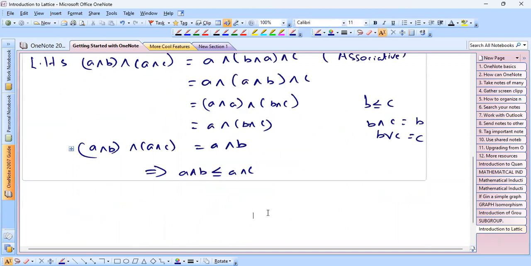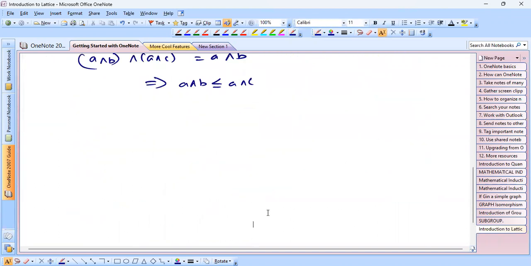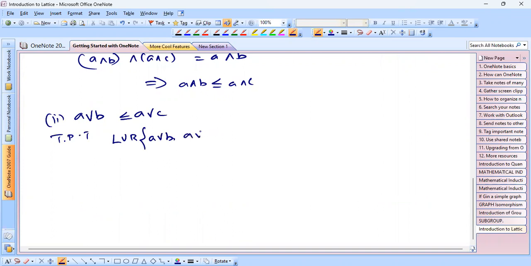Next, similarly, we are going to prove it for A or B ≤ A or C. Second one. That is, we are going to prove that the least upper bound of (A or B), (A or C) is equal to A or C. Instead of proving this, I can write this as (A or B) or (A or C) is equal to A or C.